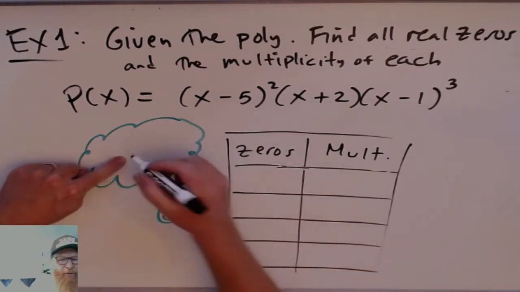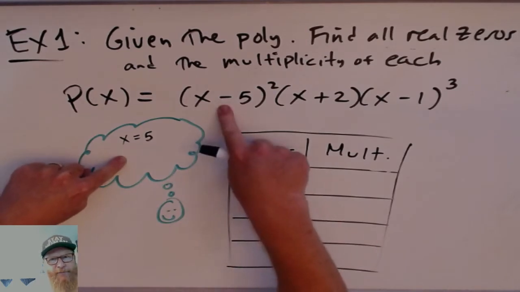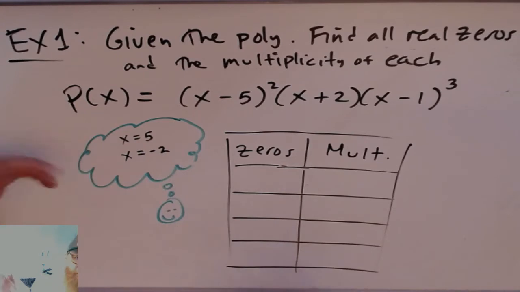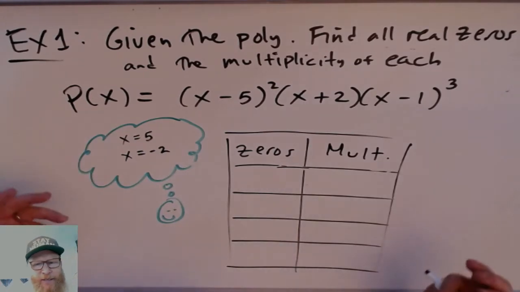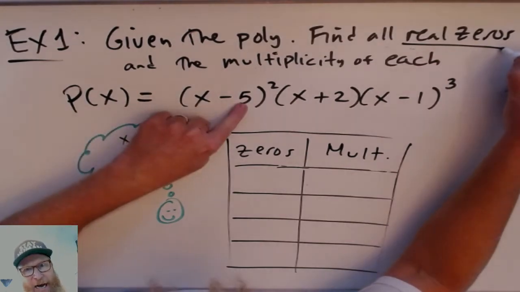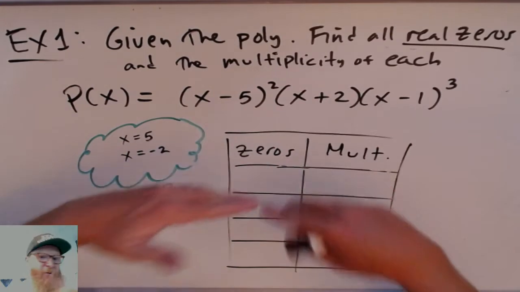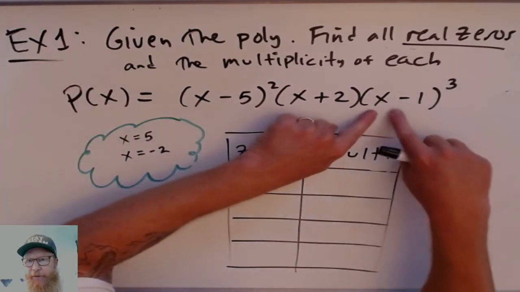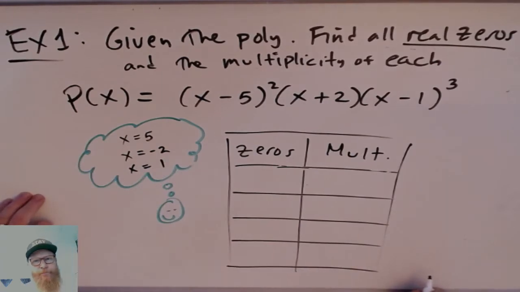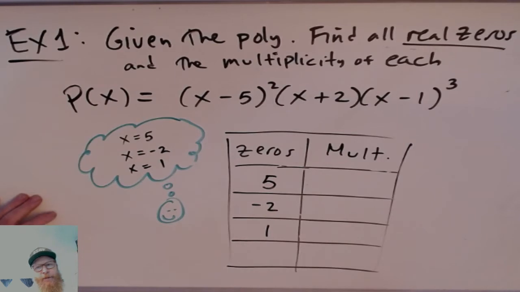X minus 5, what's the 0? 5. Yeah, it's the opposite. X plus 2, what's the 0? Negative 2. You kind of know why we call them zeros now, huh? Because if you plug in 5, you get 0. Yeah? If you plug in negative 2, you get 0. And then for this one, if you plug in 1, you get 0. So the zeros are 5, negative 2, and 1.